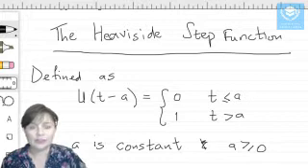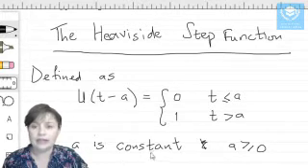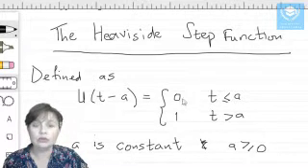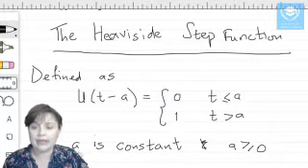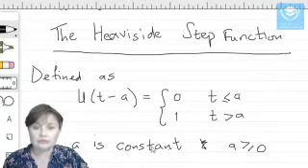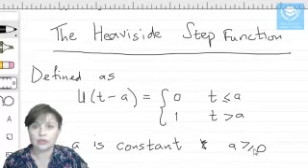So the Heaviside Step Function is defined as a function u of t minus a, and that is equal to two values, 0 and 1. 0 where t, and that's this t over here, is less than or equal to a, and where t is greater than a, it would be equal to 1. And the a is a constant, where a is greater than or equal to 0.